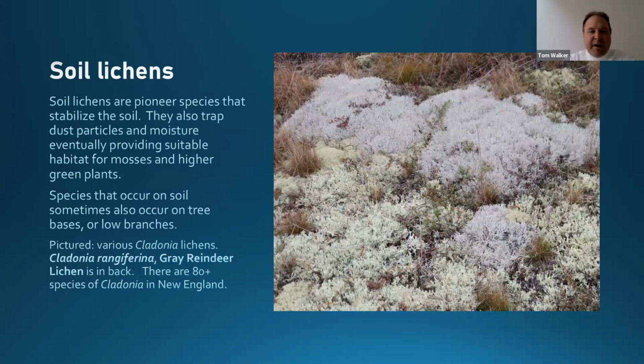Soil lichens are pioneer species that stabilize the soil. They secrete a substance that binds soil particles together. They also trap dust particles and moisture, and this allows suitable habitats for mosses and higher plants to get established. Sometimes soil lichens occur on low branches or on tree bases. These are all lichens in the genus Cladonia, which are the majority of soil lichens here.